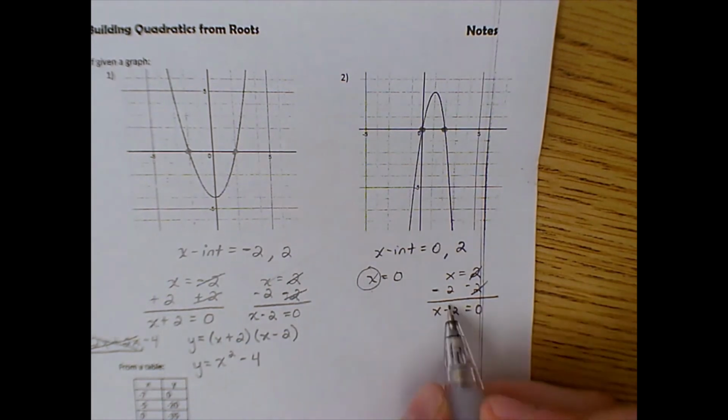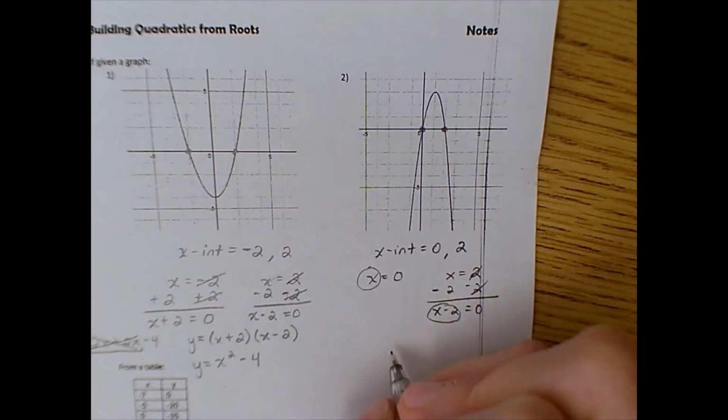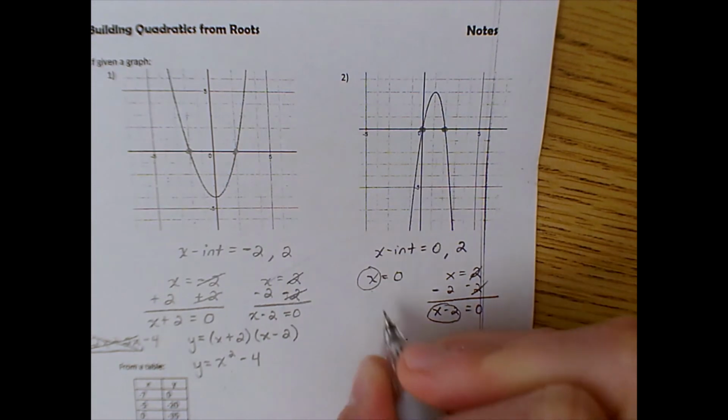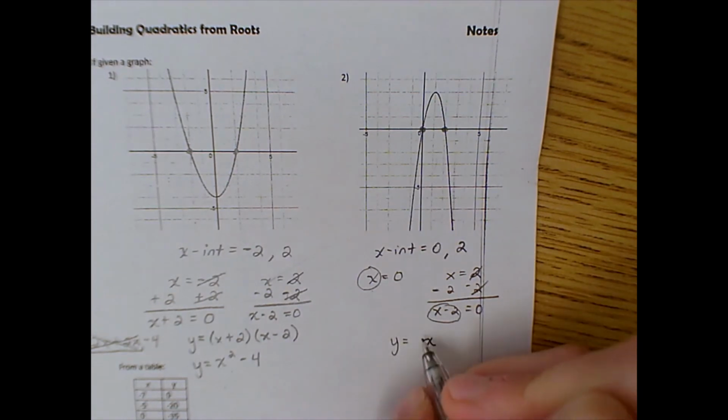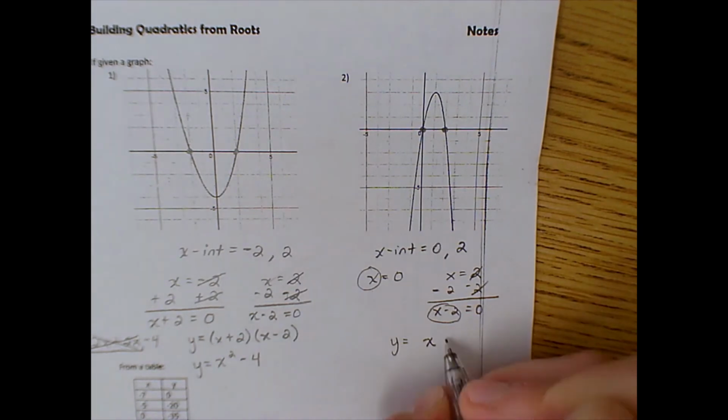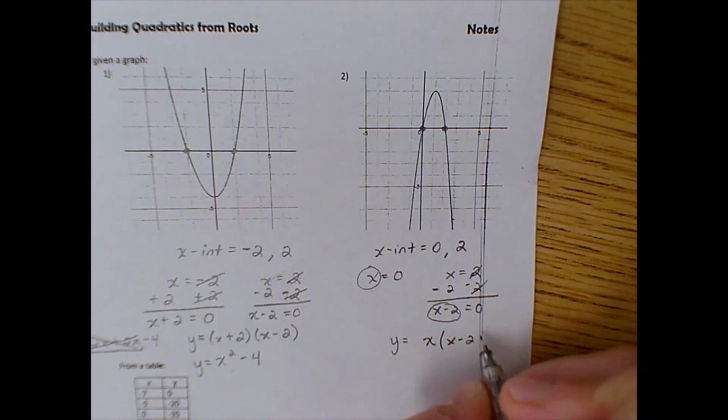So that's one of my factors. This is the other one. So I'm going to write my equation. It'd be y equals, you take that, and we would typically put it in parentheses, but because it's just one term, we can leave it the way it is. And then we put the other one in parentheses, okay?